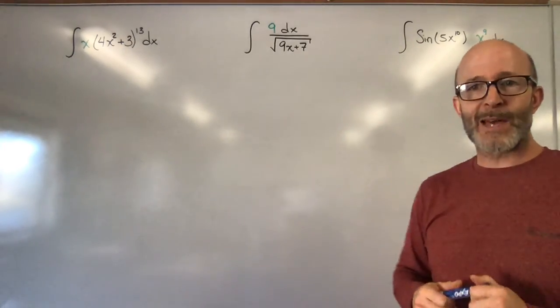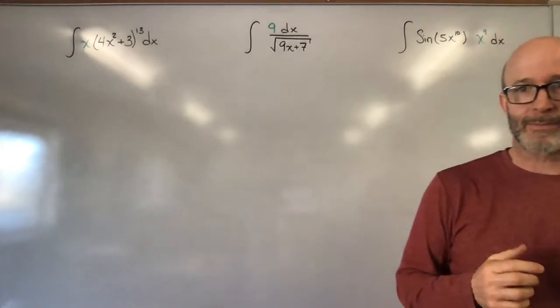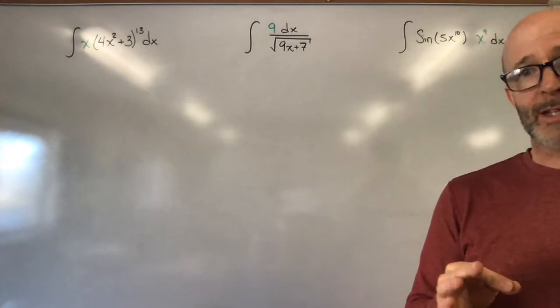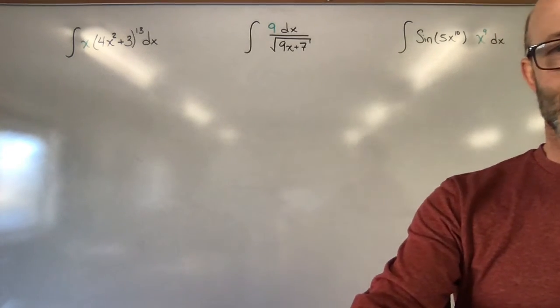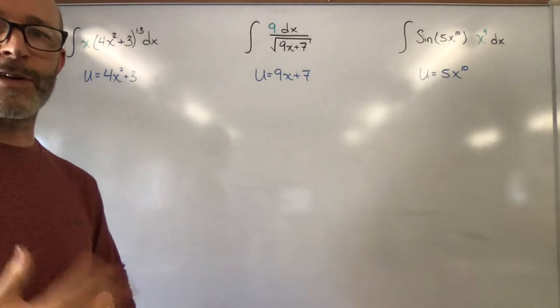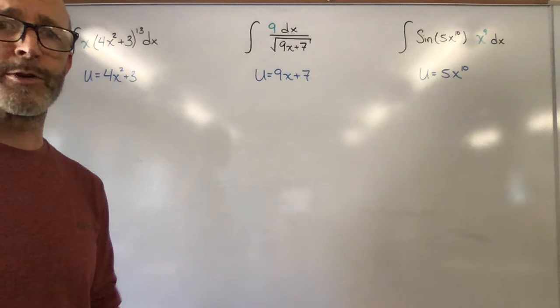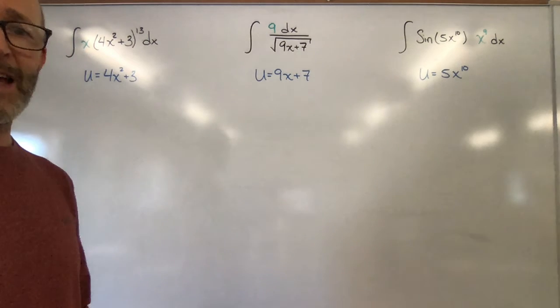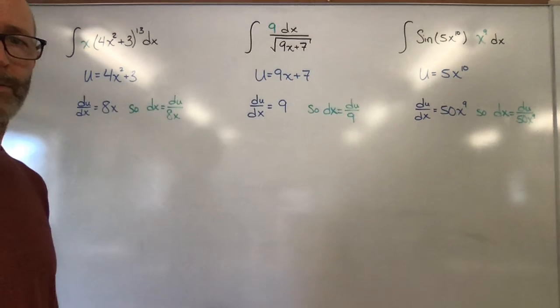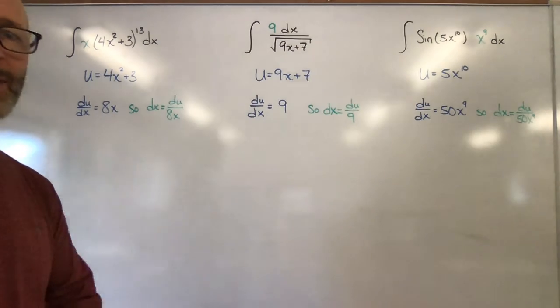When you look at the three examples up on the board, what I want you to do is think to yourself, what would I substitute in for U? If these are the values that you came up with, good job, you're doing well. And then have you happened to notice what the derivatives of these might be? I mean, come on, folks.